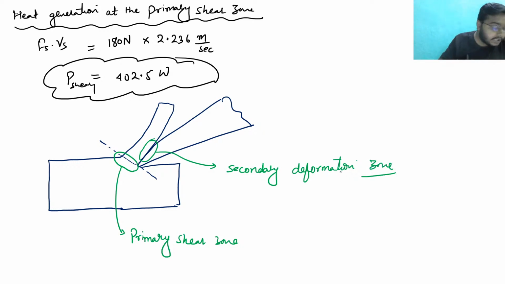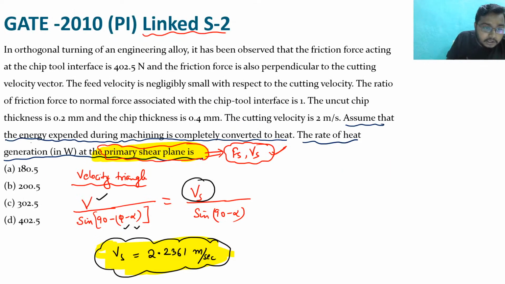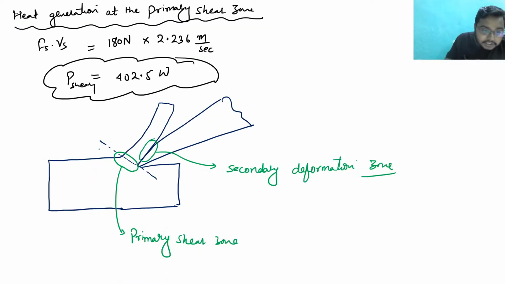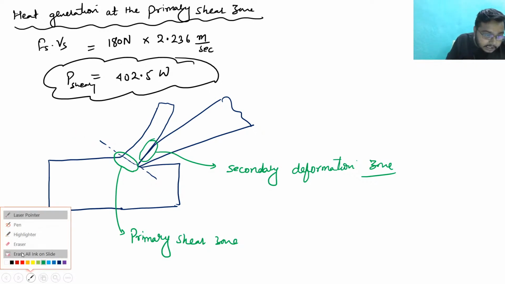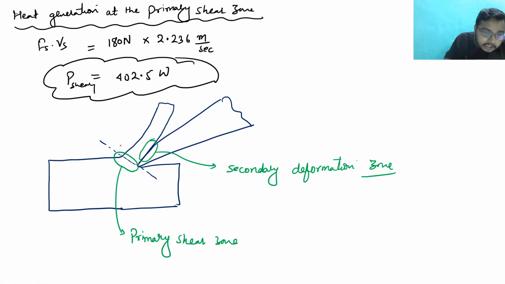In the question it has been asked that you have to find the rate of heat at primary shear zone, at primary shear plane. So what is the primary shear plane? This is the primary shear plane, and in this primary shear plane the forces that are acting are the shear force and the shear velocity. Hence we are using the shear force and shear velocity product for heat generation. I hope, Kiran, it is clear to you.